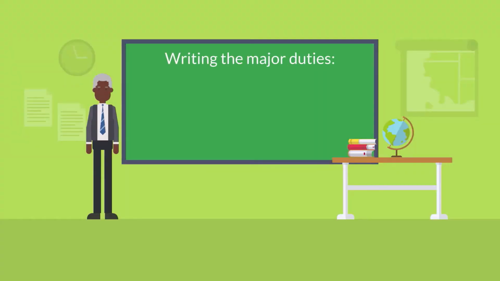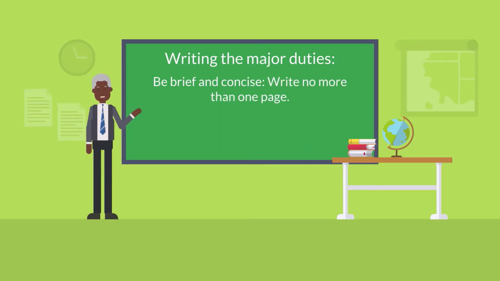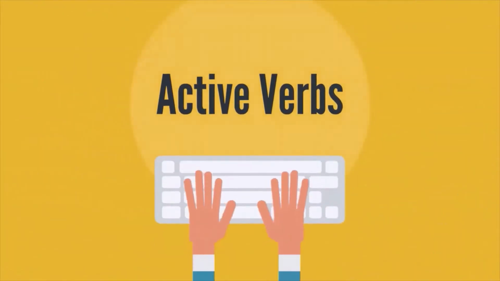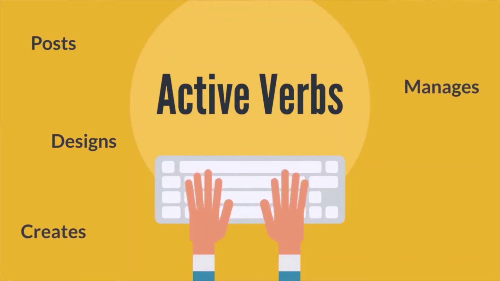Writing the major duties may be the most important part of all. You need to be brief and concise. Write no more than 1 page. Use plain, clear language. Be careful with the language you use. Write simple and precise statements and avoid technical phrases and ambiguous remarks. It helps if you use active verbs when describing duties. For example, posts, designs, creates, manages, processes, and so on.